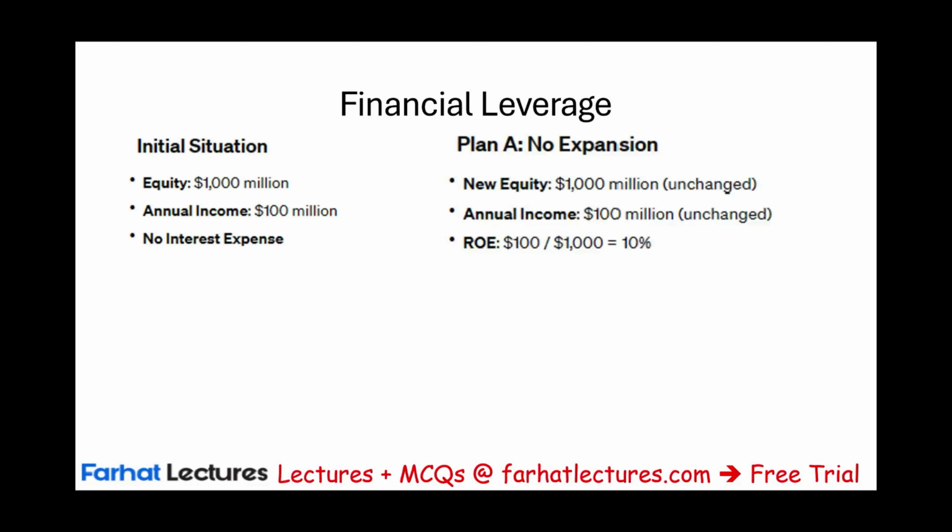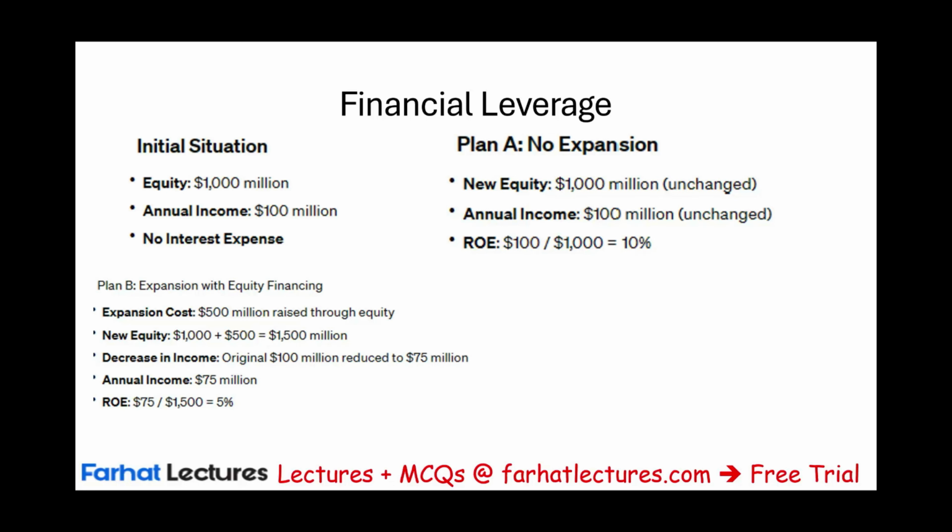Same situation. Now we want to expand. Everything is the same except after we raised the 500 million through equity, the project failed and our net income went from 100 million to 75 million. Actually, the project failed and the economy went down and we earned 75 million. Now, return on equity is 75 million divided by 1.5 billion. Remember, we raised the additional 500 million in equity under this scenario, plan B. Therefore, return on equity is 5%. That's not good, right? 5%.